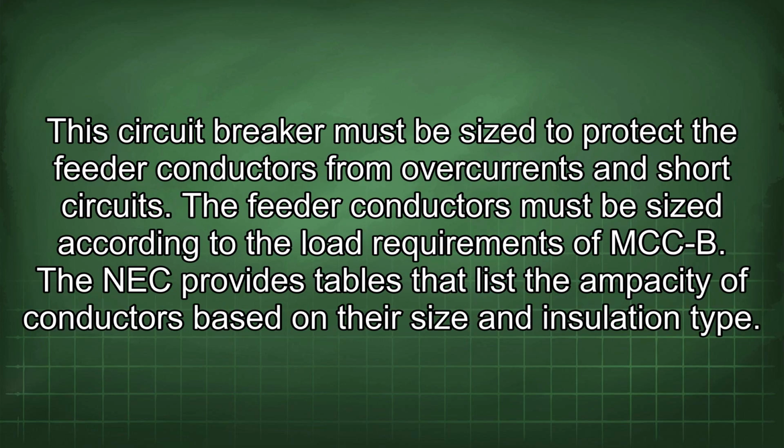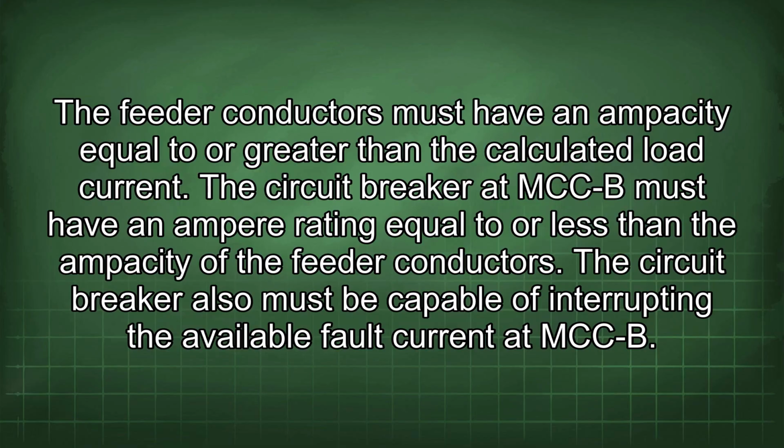This circuit breaker must be sized to protect the feeder conductors from overcurrent and short circuits. The feeder conductors must be sized according to the load requirements of MCC-B. The NEC provides tables that list the ampacity of conductors based on their size and insulation type. The feeder conductors must have an ampacity equal to or greater than the calculated load current. The circuit breaker at MCC-B must have an ampere rating equal to or less than the ampacity of the feeder conductors. The circuit breaker also must be capable of interrupting the available fault current at MCC-B.